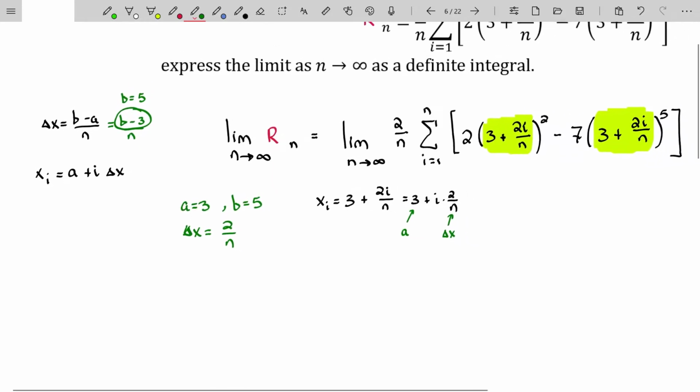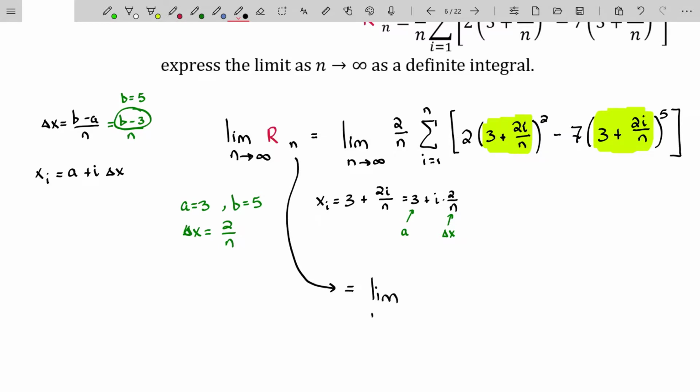That's very, very important. So really, now I can kind of rewrite this. Maybe I'll do it like this. I can rewrite this as the limit as n goes to infinity. I'm not going to write that 2 over n yet because I want you to see something. Of the summation i equals 1 to n of the quantity 2 x sub i squared minus 7 x sub i to the 5th times 2 over n, which by the way is our delta x.